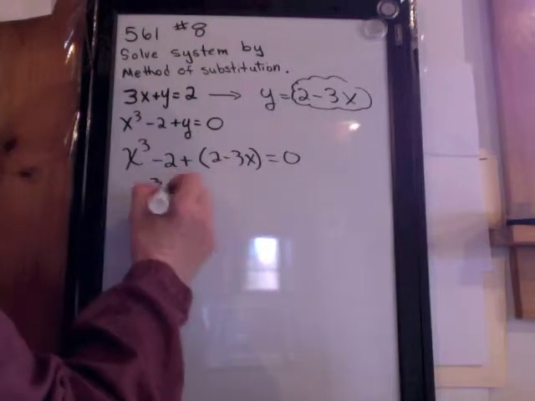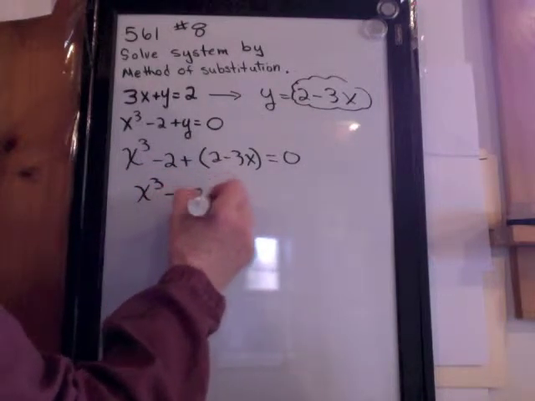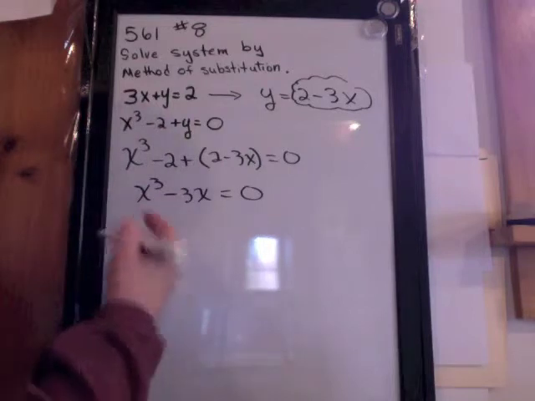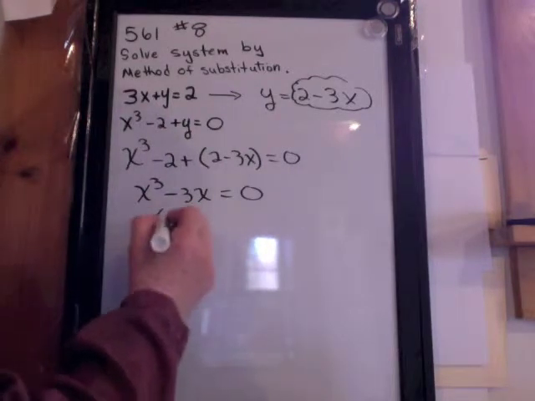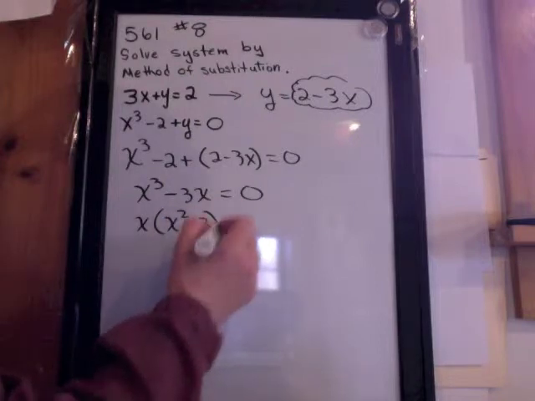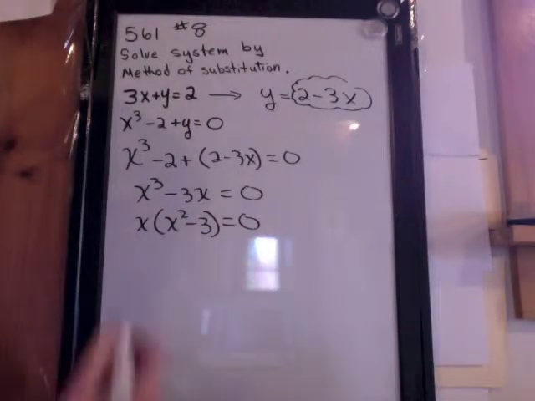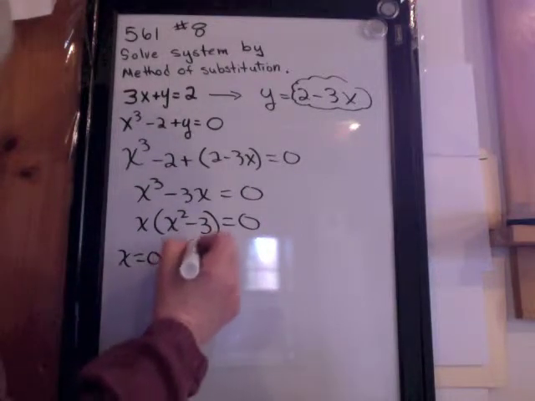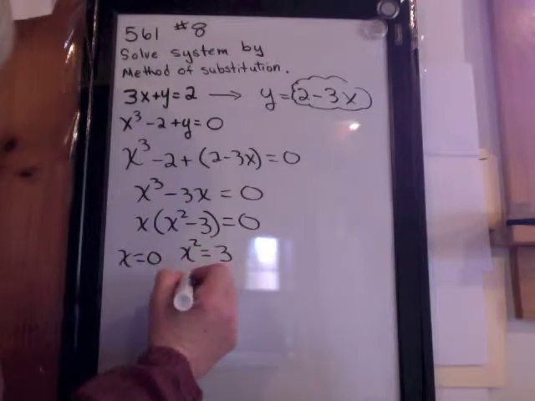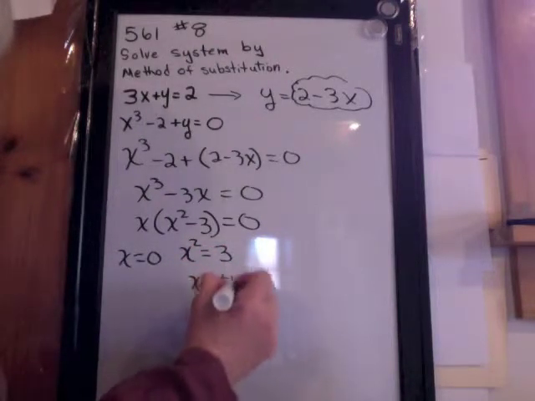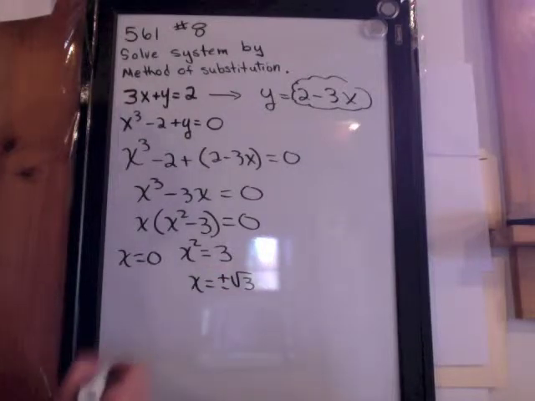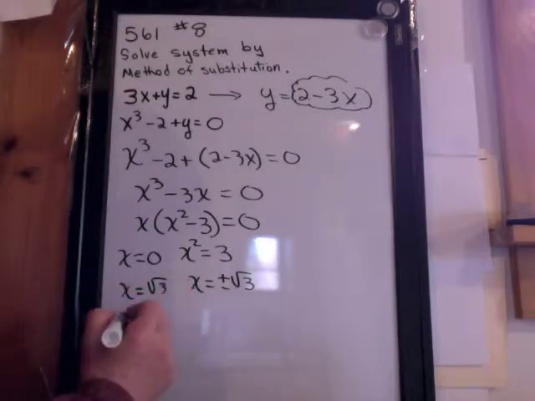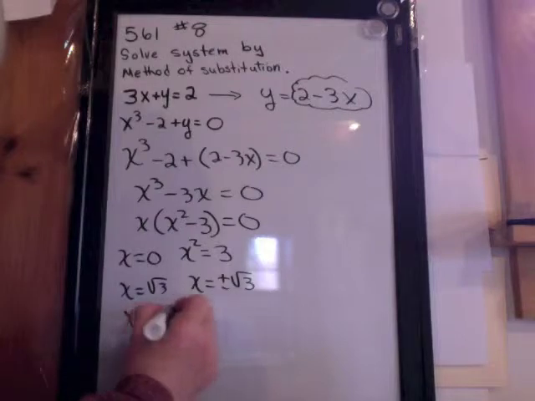I get x to the third minus 3x equals 0. You see that the 2's cancel out. Now, to solve this for x, I can factor: x times x squared minus 3 equals 0. And then set each part equal to 0. So x equals 0 is one answer. x squared equals 3, so x equals plus or minus the square root of 3. So there are three answers to this problem: x equals 0, x equals root 3, and x equals minus root 3.